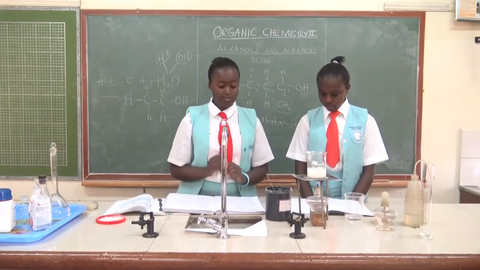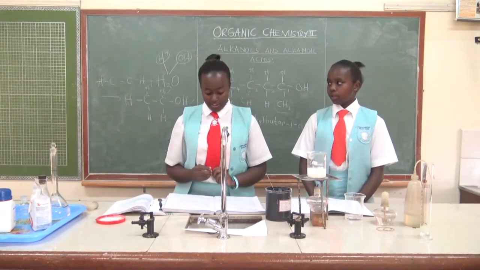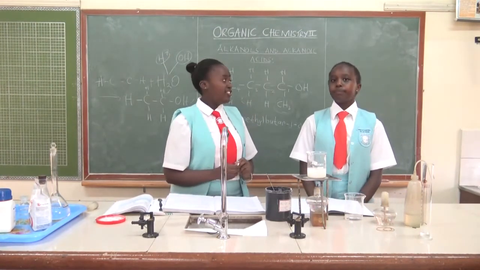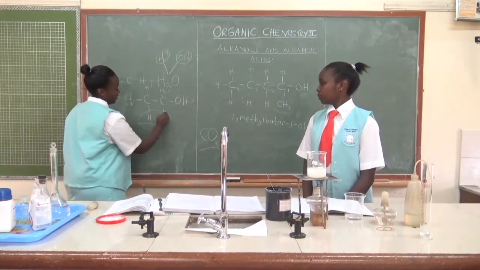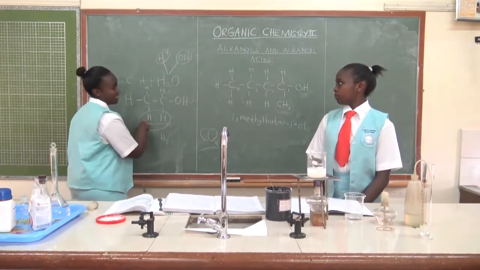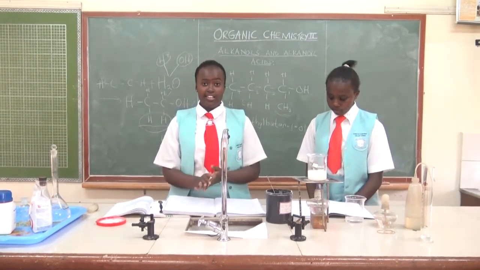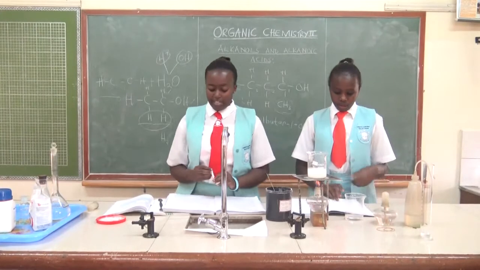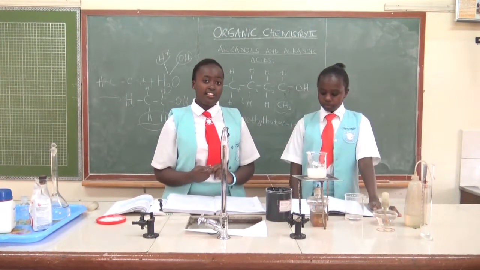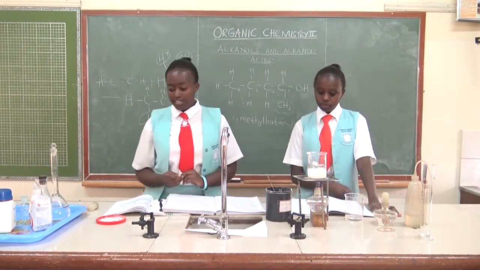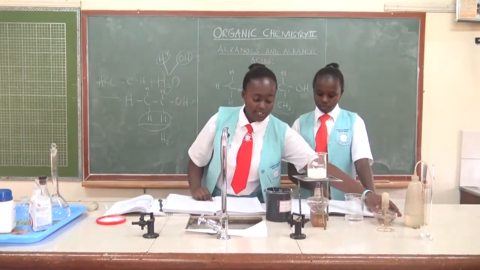Next, we go to the reaction with metal. For example, if ethanol reacts with sodium, we'll get sodium ethoxide and hydrogen gas. The hydrogen will be released and the sodium will replace the hydrogen in this. Next, you're going to look at reaction with organic acids. For example, if ethanol reacts with ethanoic acid, we'll get ethyl ethanoate plus water. We're going to do that practically so we can see how ethanol reacts with the ethanoic acid.